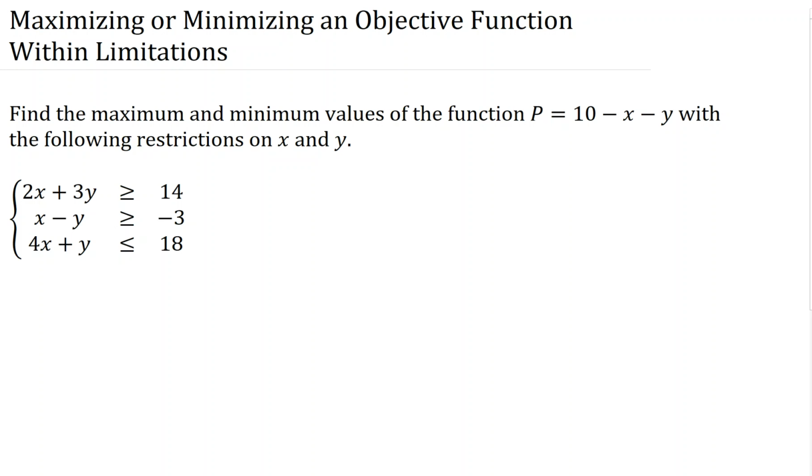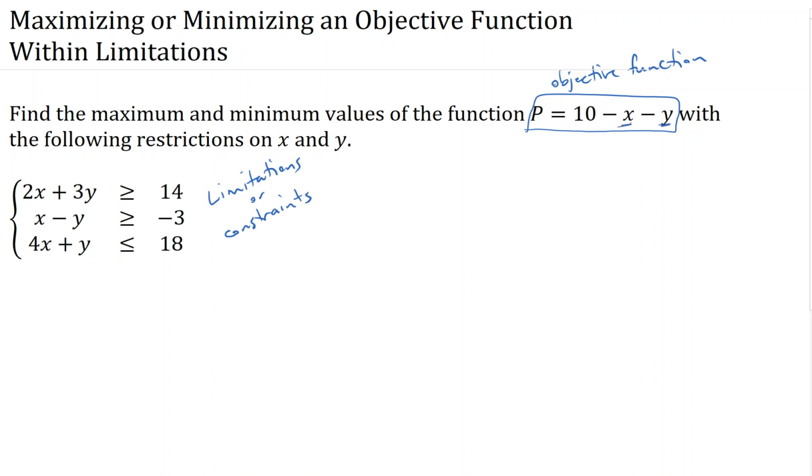Okay, let's get to this interesting problem of optimization. Optimization is where you want to maximize or minimize something. So in this case, we're trying to maximize or minimize this, what we call objective function, using these limitations or constraints. Okay? So the idea is your objective function depends on an x value and a y value. We want to find the x-y combinations that maximize and minimize this p-value calculated by 10 minus x minus y.